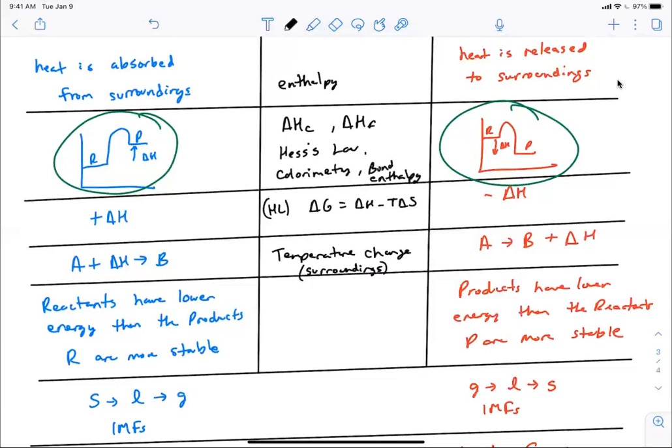So when you do calorimetry, if your thermometer goes up in temperature, that means your water is absorbing more energy, therefore your reaction is exothermic. But if your temperature decreases, then your reaction is actually endothermic because it's removing heat from the thermometer, which is lowering the temperature reading on your thermometer.